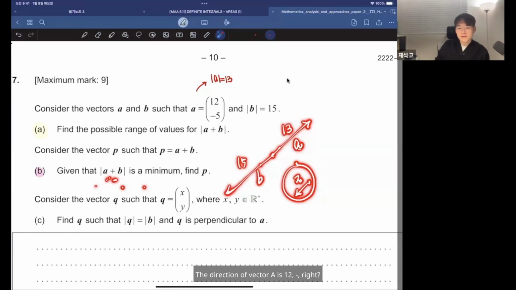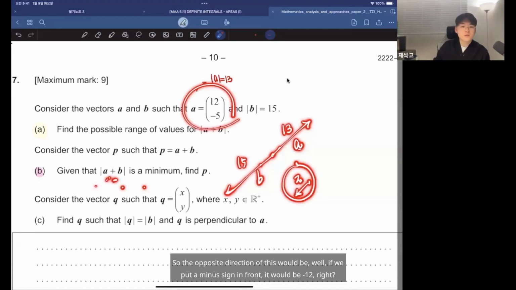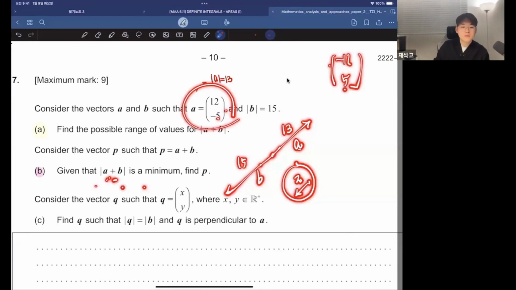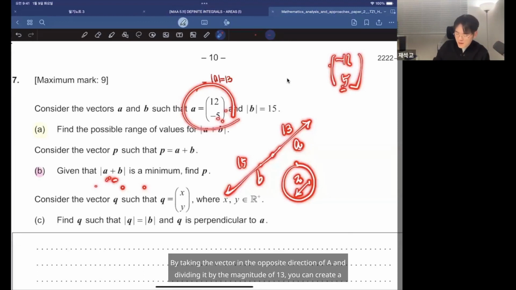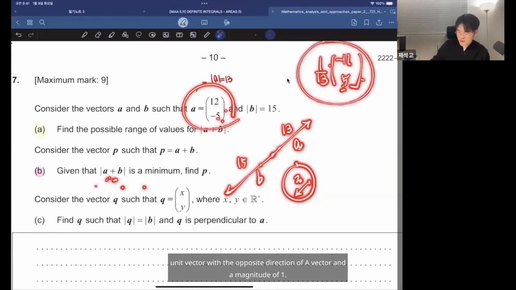The direction of vector A is 12, right? So the opposite direction of this would be, if we put a minus sign in front, minus 12, right? Then we need to create a unit vector, always a unit vector. By taking the vector in the opposite direction of A and dividing it by the magnitude of 13, you can create a unit vector with the opposite direction of A and a magnitude of 1. Do you comprehend the concept of this calculation and its implications?